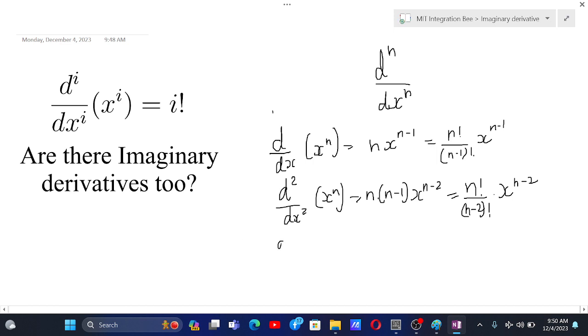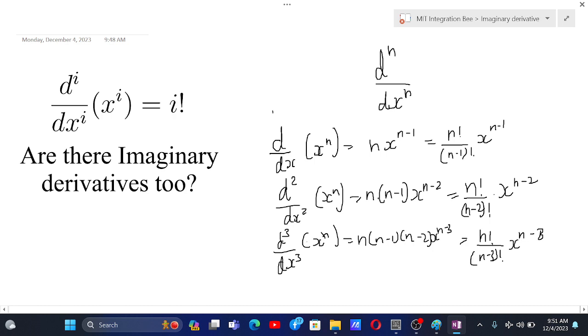If you find the third derivative, it's in similar fashion. We get a similar result, that is n times n minus 1 times n minus 2 times x to the power n minus 3, and that is n factorial by n minus 3 factorial x to the power n minus 3.